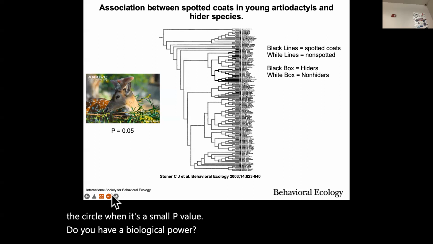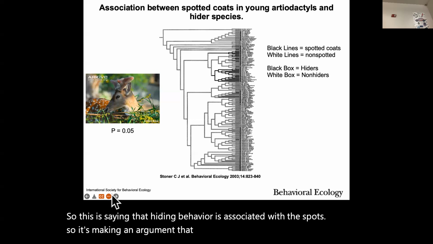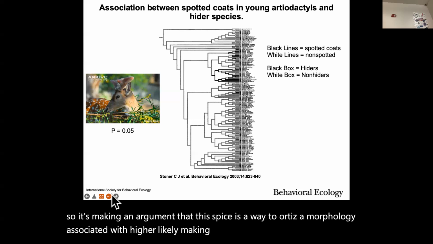So this is saying that hiding behavior is associated with the spots. So it's making an argument that the spots are a morphology associated with hiding, likely making the animal more cryptic.